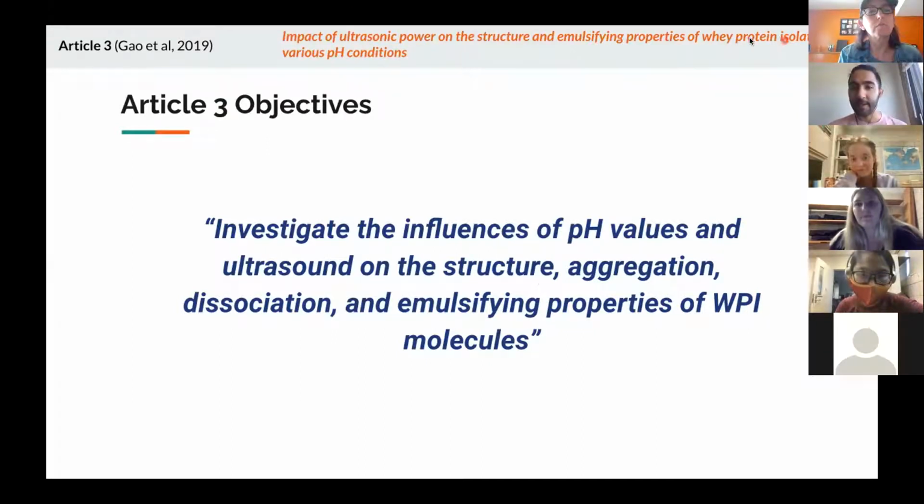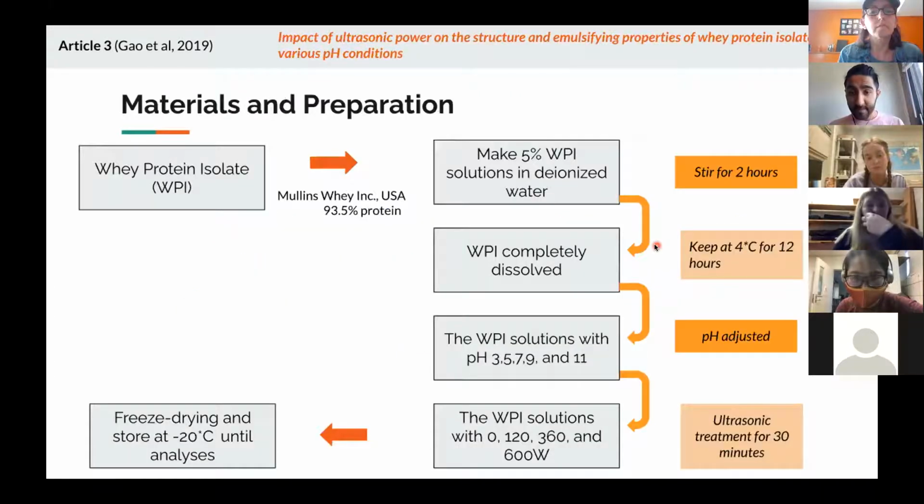In Article 3, the objective is to investigate the influences of pH values and ultrasound on the structure, aggregation, dissociation, and emulsifying properties of whey protein isolate molecules. Next. For the materials and preparation, they brought the whey protein isolate from Mullins with 93.5% protein, and they made 5% whey protein isolate in deionized water.